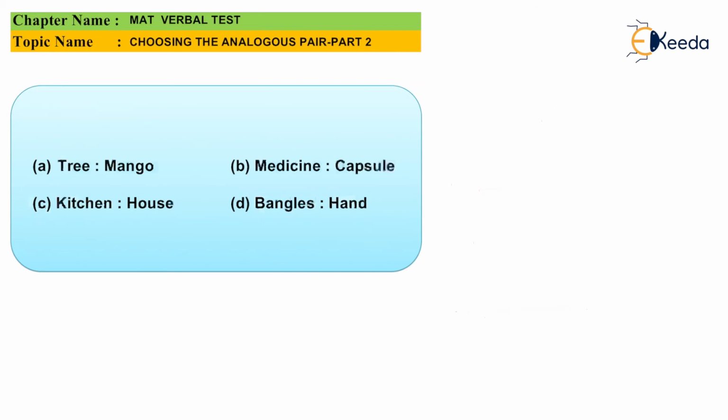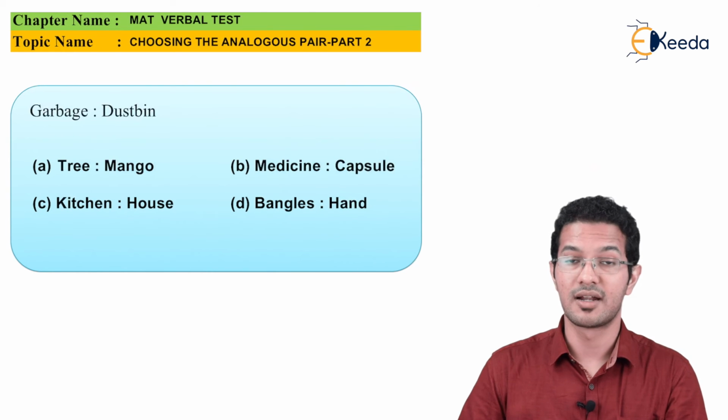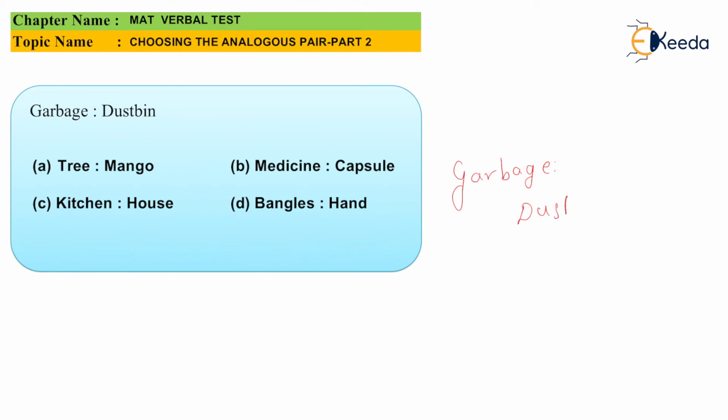Let us see the next MCQ. It says that garbage is related to dustbin. So if I see the option which is nothing but garbage is related to dustbin, I can say that the first is a part of the second. So if we see the options, which is tree is related to mango, medicine is related to capsule, kitchen is related to house, and bangles are related to hand, we can definitely say that option A, which is tree is related to mango, is the right answer.